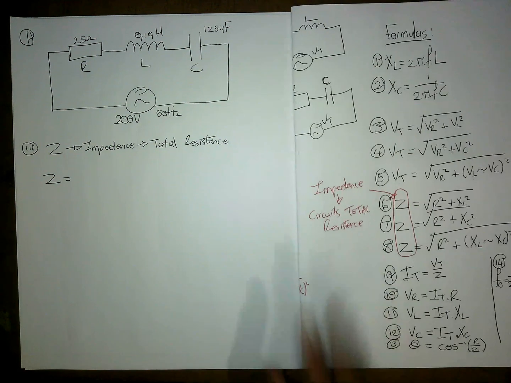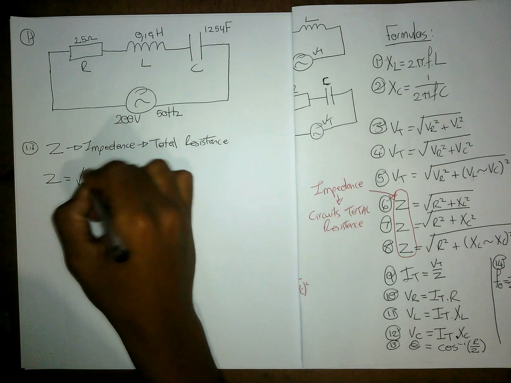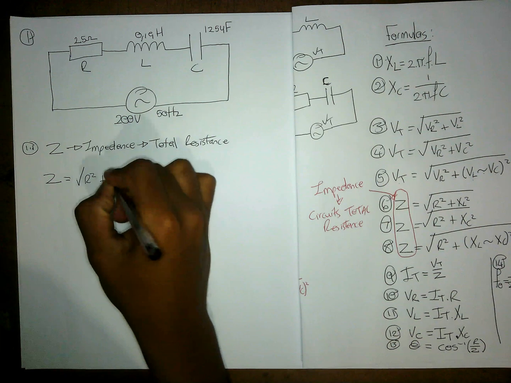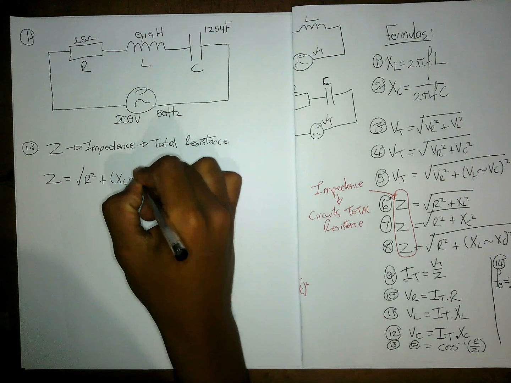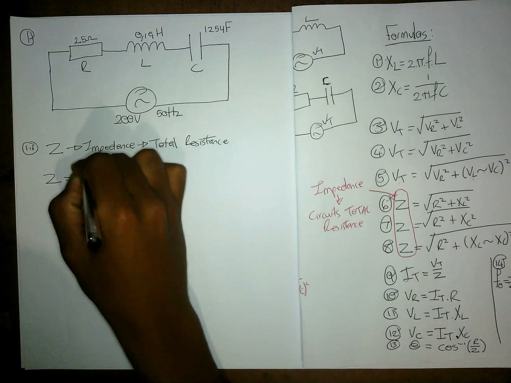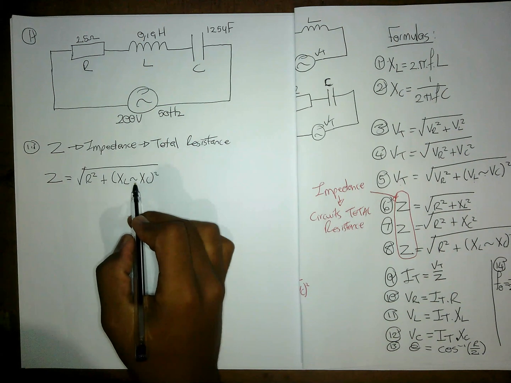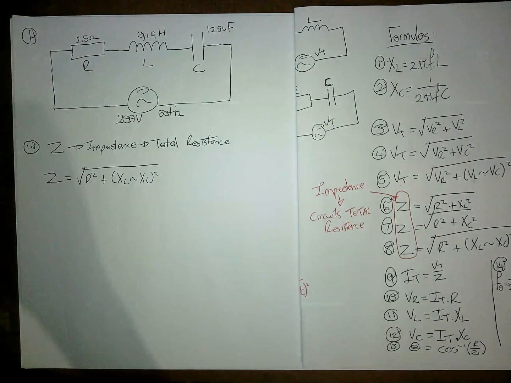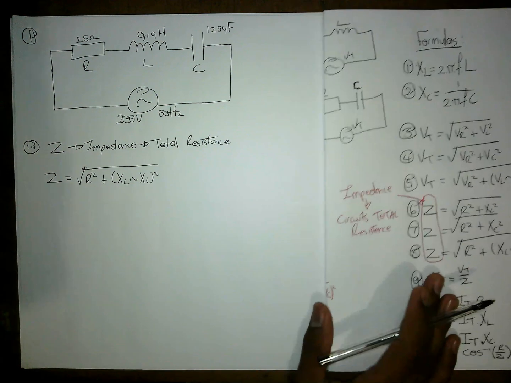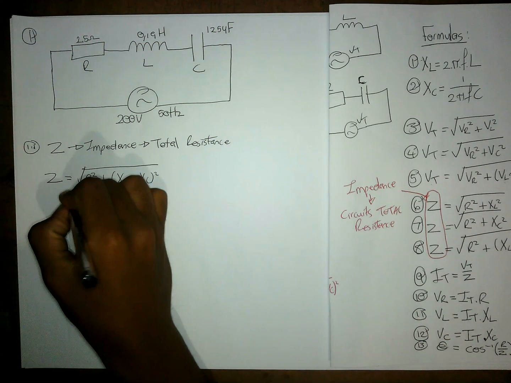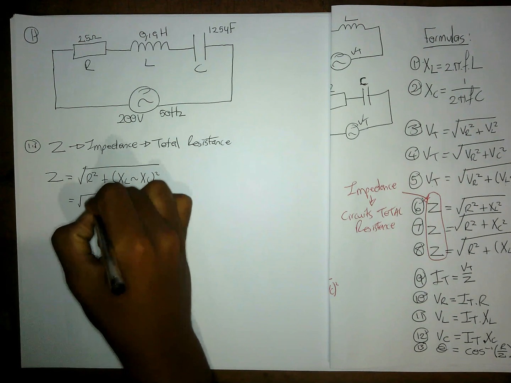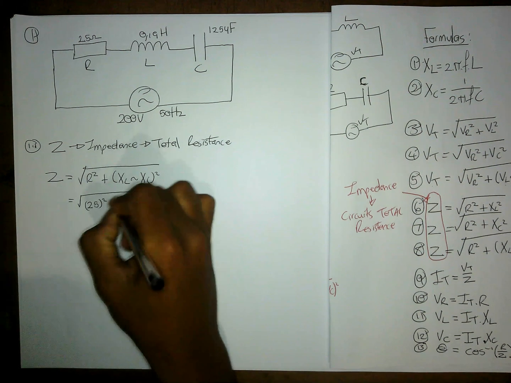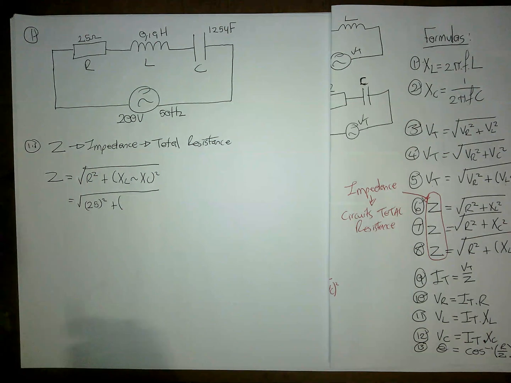That is straightforward. So we have the square root of R squared plus XL tilde XC. I think the symbol is called a tilde symbol. Whichever one is bigger, you put in front. So we have our R value, which is 25.